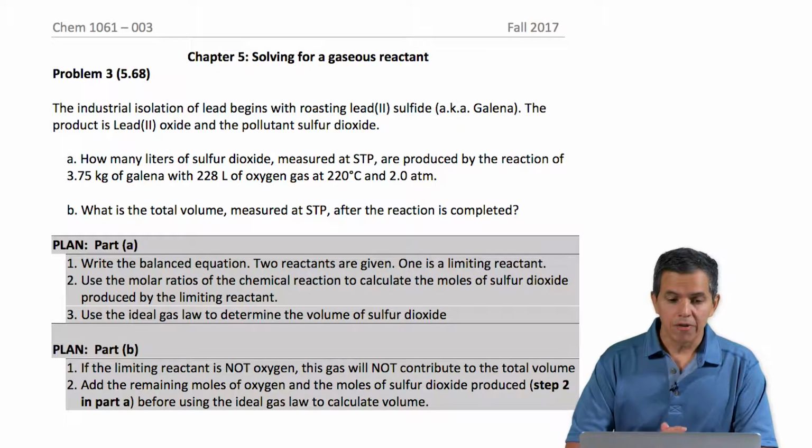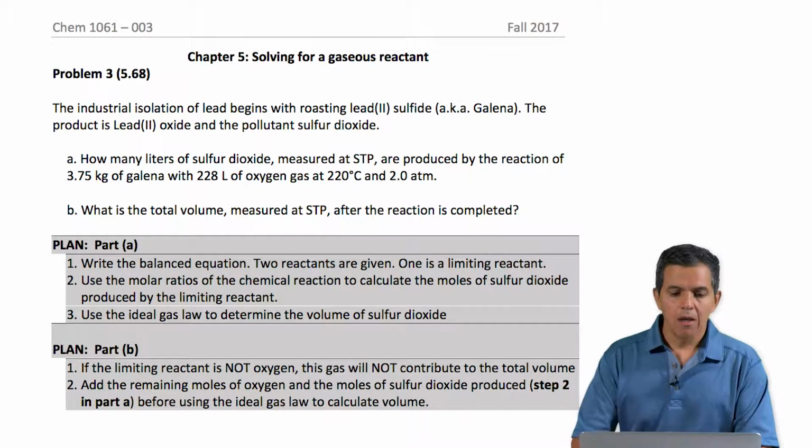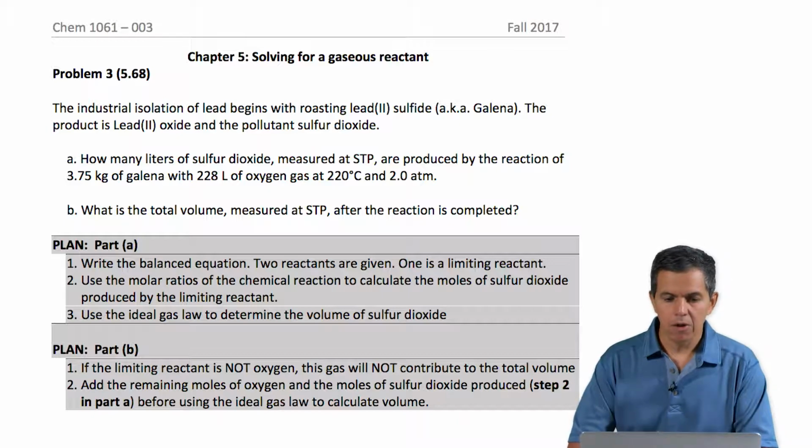In order to solve this problem, for part A, we will need to write the balanced equation. There are two reactants, lead-2 sulfide and oxygen, so this implies that this is going to be a case of a limiting reactant. The second step would be to use the molar ratios of the chemical reaction to calculate the moles of sulfur dioxide produced by the limiting reactants. And finally, we will use the ideal gas law to determine the volume of sulfur dioxide that has been produced.